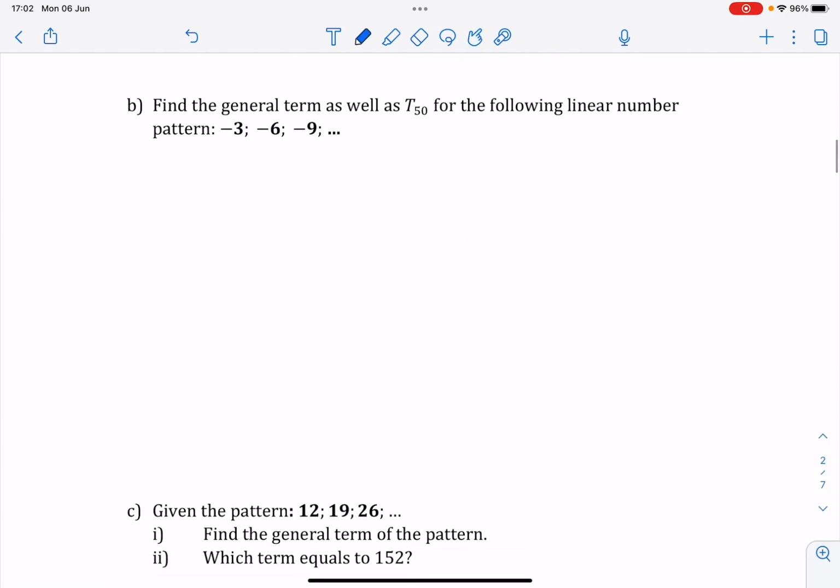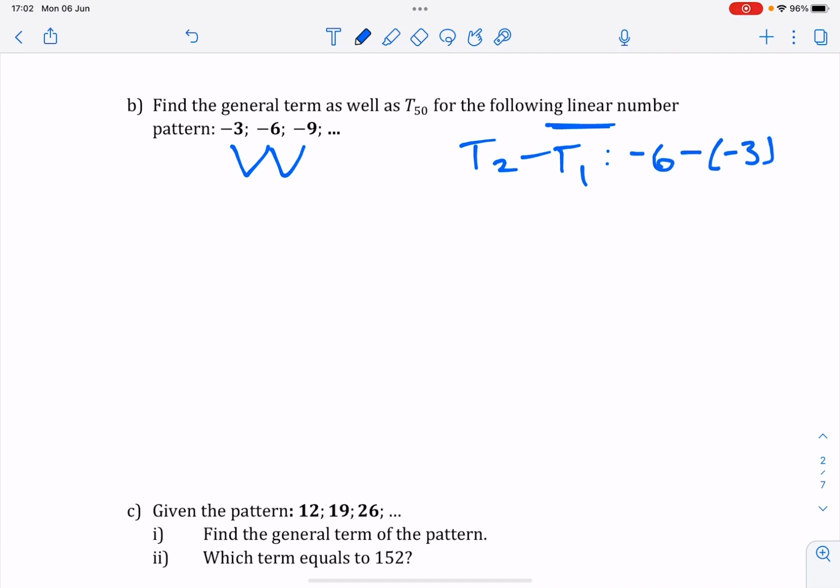Question B, find the general term as well as term 50. So here we go, what are we adding each time? We know that it's linear, so we are adding or subtracting the same value each time. So let's see, T2 minus T1, which is minus 6 minus 3. Remember that bracket. So it's minus 6 plus 3, which is minus 3. And the same thing happens for minus 6. We are minusing 3 to get to the next term. So our constant difference is minus 3.